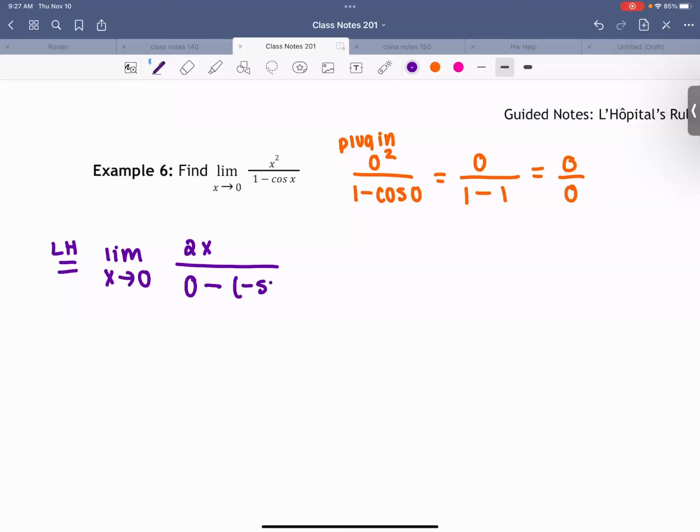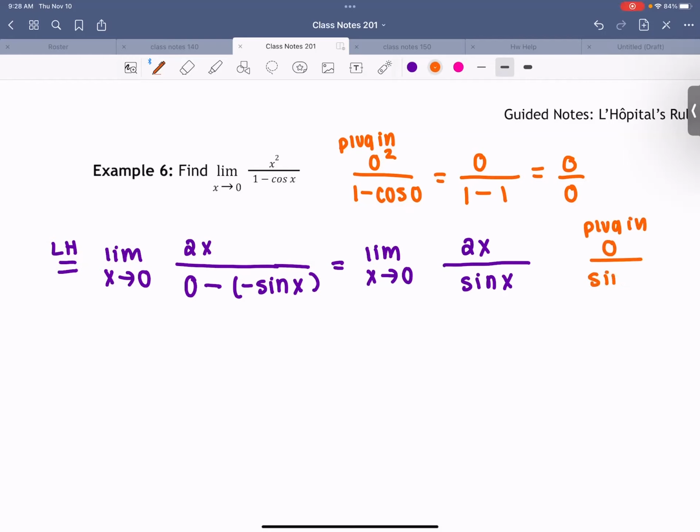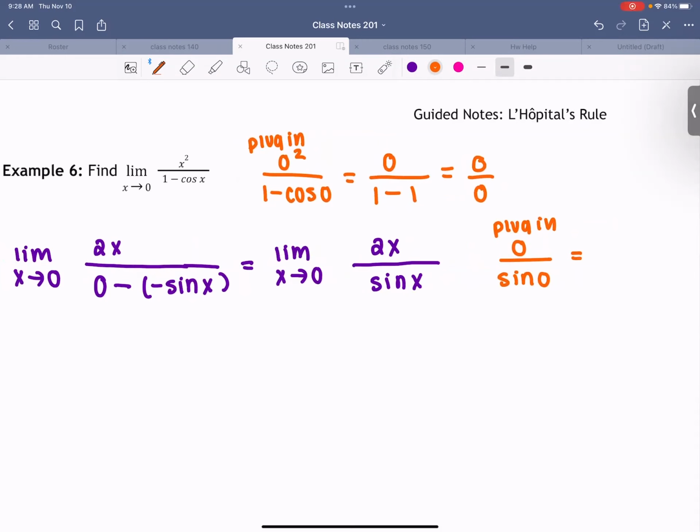So 0 minus negative sine x. Okay, let me clean this up here. This would be the limit as x goes to 0 of 2x over positive sine x. Okay. So now that we're here, it's cleaned up a little bit. Let's just plug in and see what happens. We have 2 times 0, which is definitely 0. And then this is over the sine of 0. What's the sine of 0? I think I heard it, 0, right? So we definitely have a 0 over 0 type limit again.